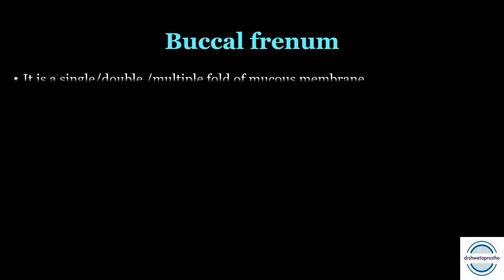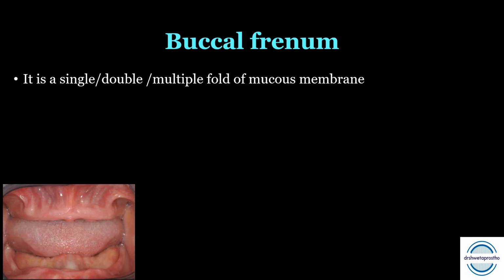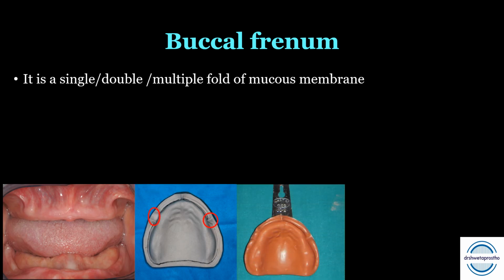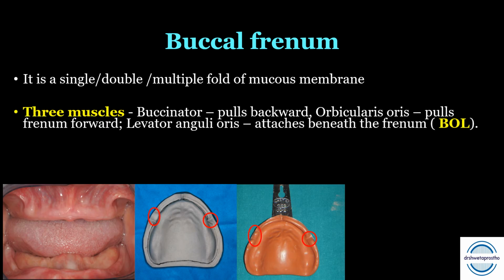Buccal frenum. It is a single, double or multiple fold of the mucous membrane. It divides the labial and the buccal vestibule, as we can locate it on the cast. It appears as a buccal notch in the impression. Three muscles are present in the buccal frenum. Very important multiple choice question, often asked by the teachers.